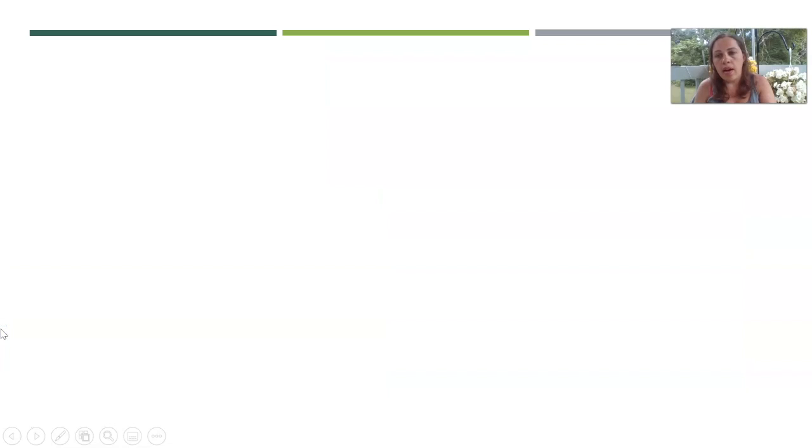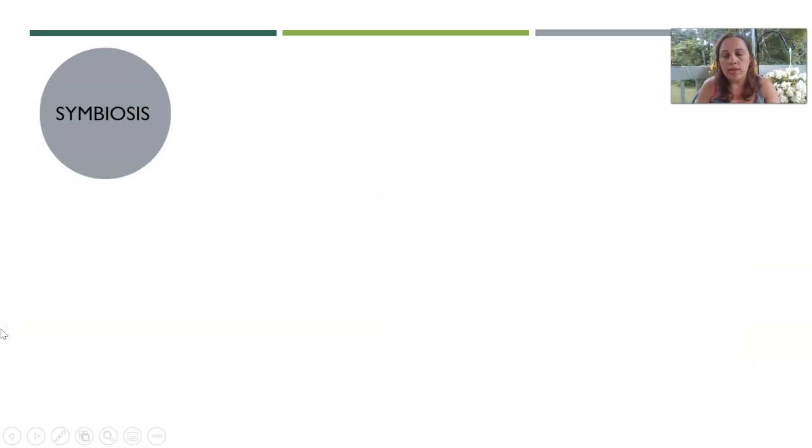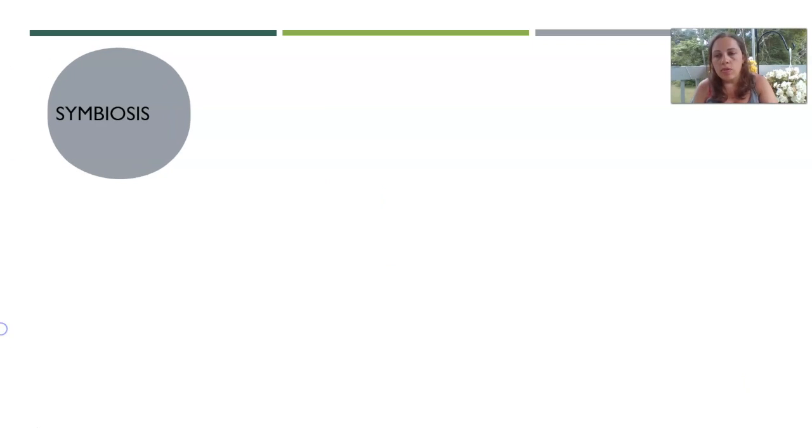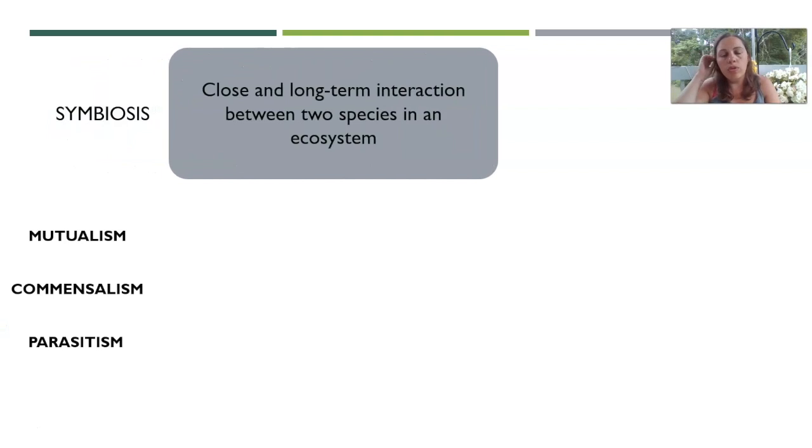We also have what's called symbiosis. Symbiosis is a close and long-term interaction. This is not just I'm hungry and I'm going to eat you, or you're hungry and I'm going to run for my life. It's a long-term interaction between two species in an ecosystem. We break this down into generally three different types: mutualism, commensalism, and parasitism.